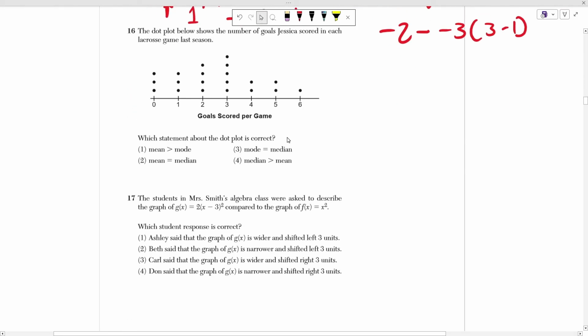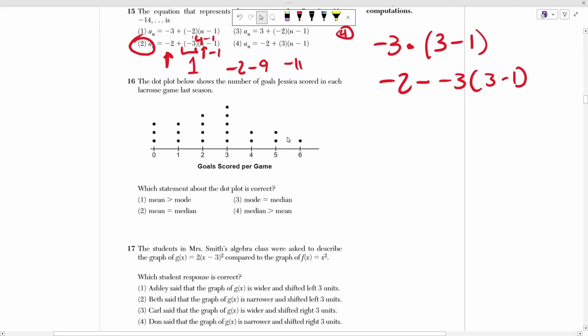16 says the box plot below shows the number of goals Jessica scored in each lacrosse game in each season. Which statement about the dot plot is correct? Okay, the correct answer here is going to be number 2. The mean is actually equal to the median, okay? The mean here, the mean is the average, okay?